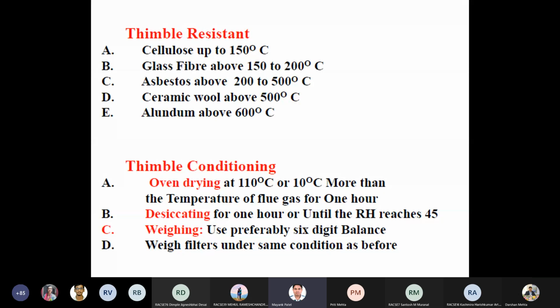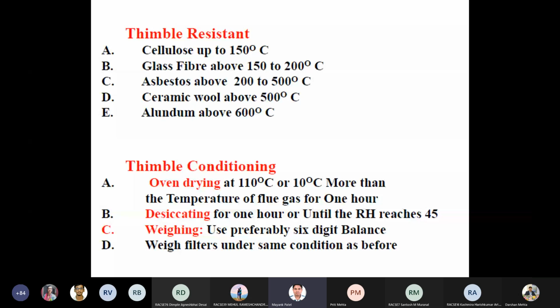So there is a nozzle which you are inserting into the stack, and the diameter of that nozzle and the rate at which you are pumping the gases from that nozzle will give a certain velocity in the nozzle, and that velocity should be the same as that of the stack. If that is not the case, then the rate of sampling will differ, right?